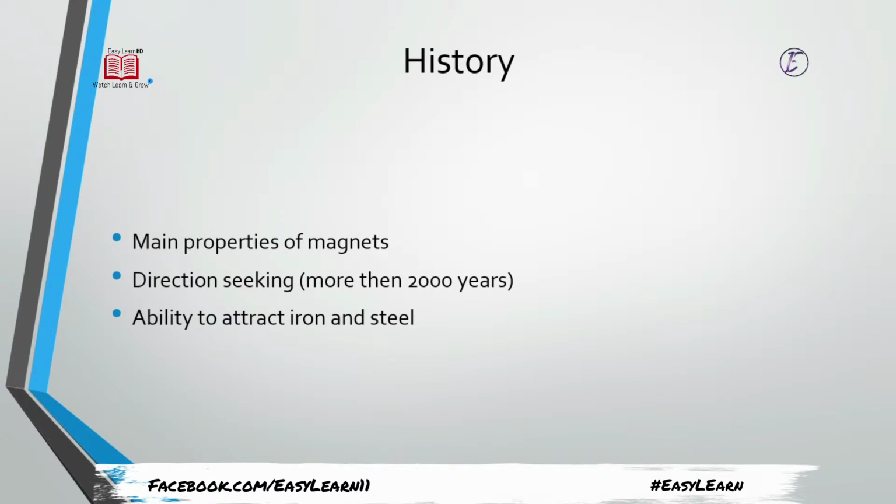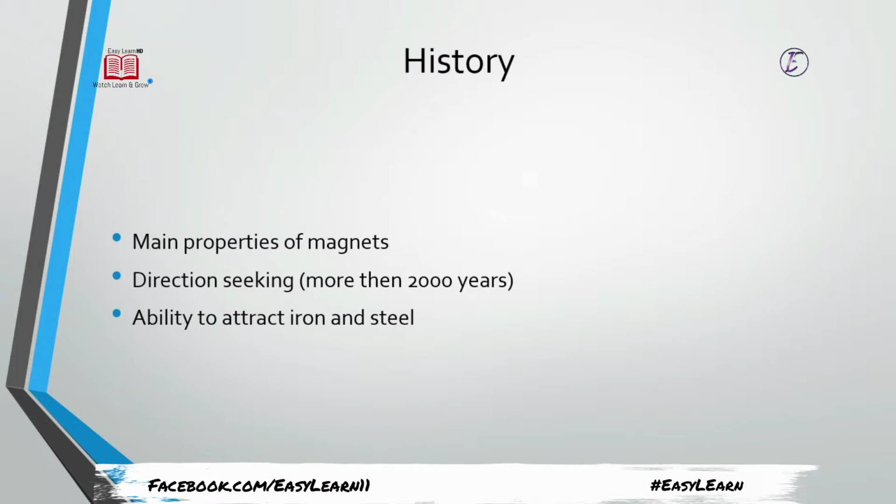We have known about the details of the magnet from ancient times, and there are two main properties of the magnet which we have known from very early. For example, the first property is direction seeking. We take the benefit of the magnet in the compass, through this direction seeking property.